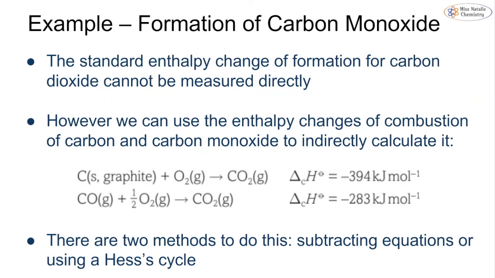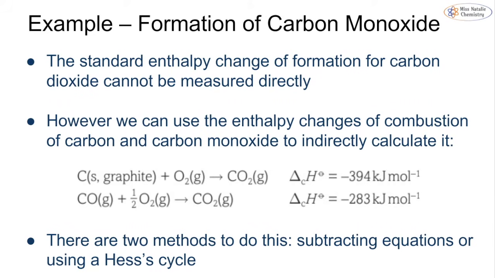So an example is the formation of carbon monoxide. Now, we can't measure this because whenever we burn carbon, we are almost certainly always going to make carbon dioxide and we're going to get complete combustion. We cannot confirm or verify that the only product we get is carbon monoxide. So we can't actually carry this experiment out.